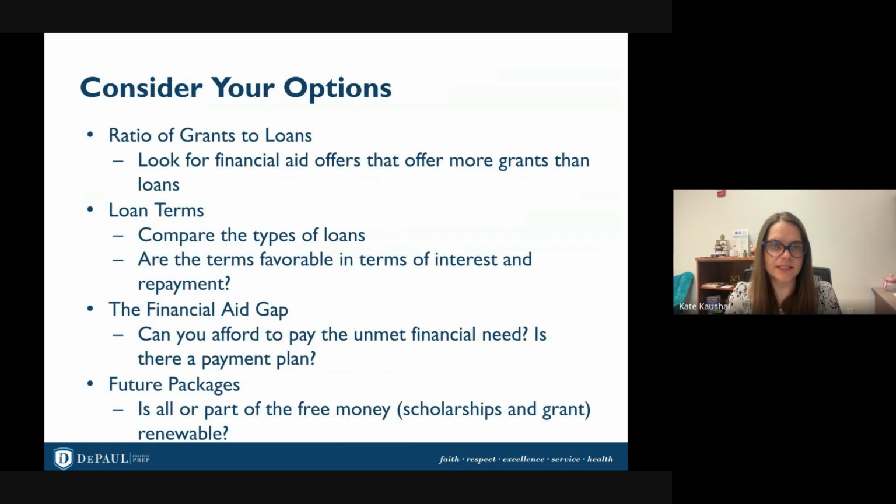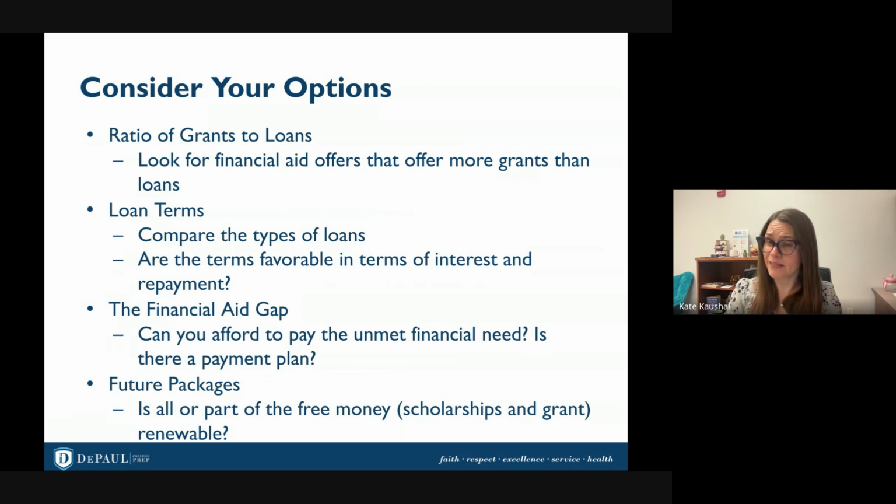So some things you want to consider as you're comparing. You want to get a financial aid offer that offers more grants, so more free money than loans. You can compare the types of loans that are offered. Federal student loans are going to be more desirable than a Parent Plus loan. Does it have a good interest rate? Can you afford to pay the unmet financial need? And then always good to ask for a payment plan to make it more reasonable.